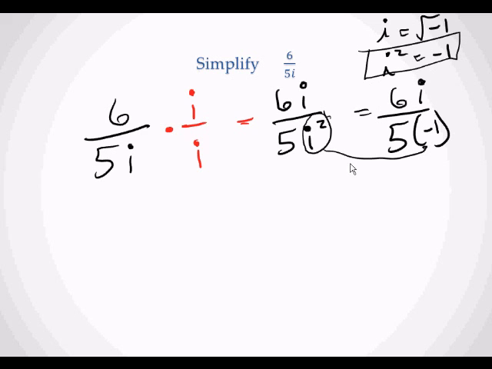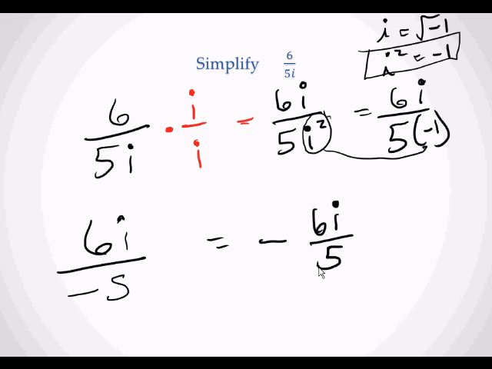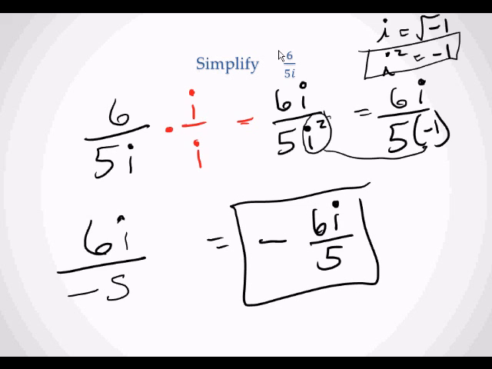We have 6i over 5 times -1. The i squared changes to a -1. That's a rule that we had to remember. So my answer is 6i over -5. You normally don't have a negative on the bottom of a fraction. A positive divided by a negative is a negative. What you can do is just bring that negative sign out front.